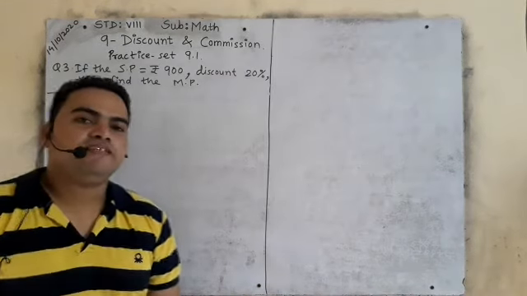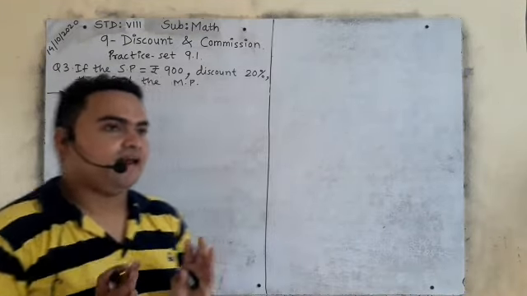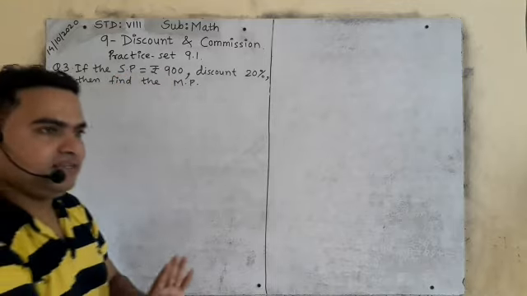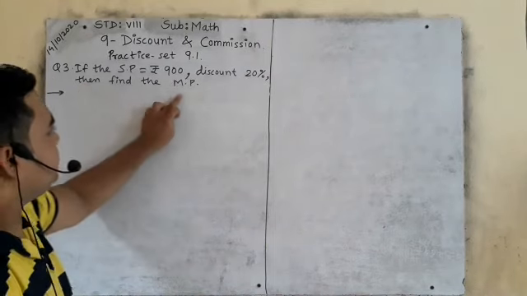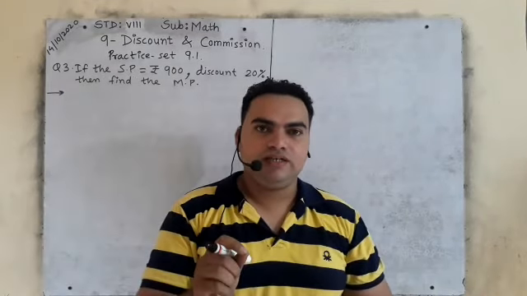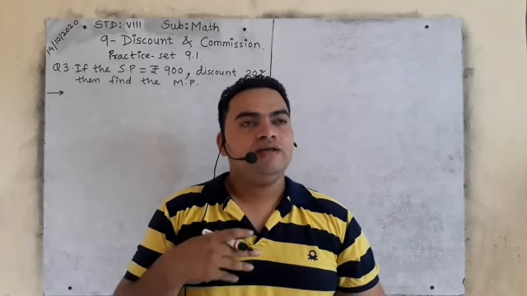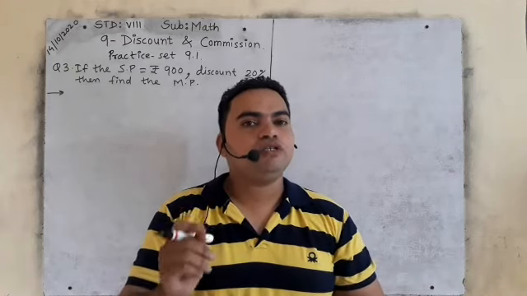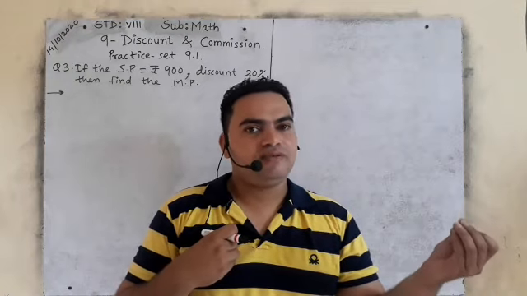So dear students, now please focus on question number 3. Okay, here I need your complete attention. Please understand. See, if the selling price is rupees 900, discount 20%, then find the mark price. Whenever in the question mark price is not given, we have to assume, suppose the mark price is 100 rupees. Always remember, if mark price is not given, we will consider the mark price to be 100 rupees.